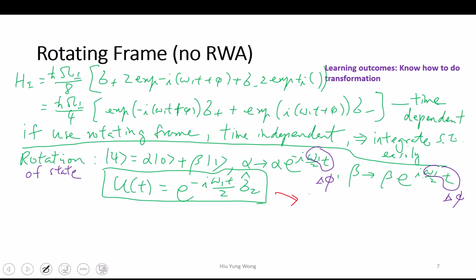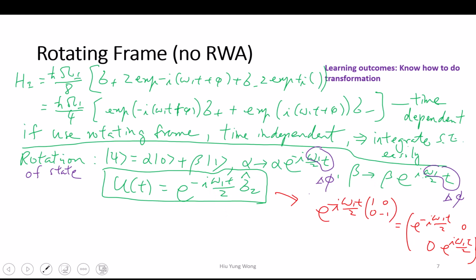For example, this is e to the power negative i omega 1 t divided by 2 sigma z. And what is sigma z? 1, 0, 0, negative 1, right? This is diagonal, so I can just exponentiate it directly. Then I get e to the power negative i omega 1 t divided by 2, and e to the power positive i omega 1 t divided by 2, with 0s off the diagonal. Correct? If you apply it to the 0 state, you get negative i omega 1 t divided by 2. Apply the matrix to the 1 state, you get plus i omega 1 t divided by 2, right? So this is the correct transform matrix to get this rotation.